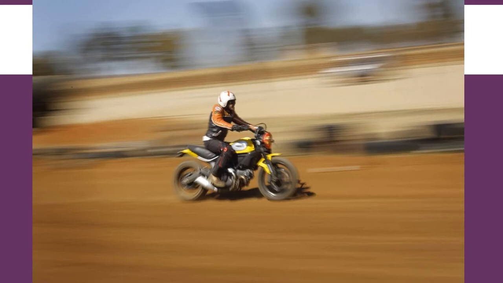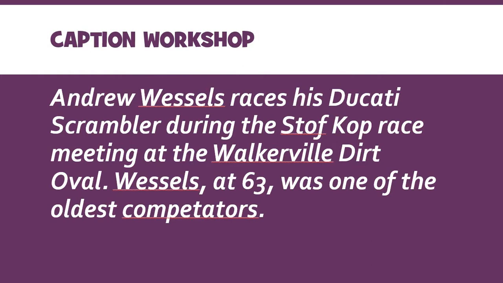And our very last example, a nice photograph, just technically a good example of using slower shutter speed and aperture to get a little bit of a blur, gives a sense of speed, a sense of action. This does kind of break rule of thirds because the photograph has the subject dead in the center, but sometimes that's okay. And our final example here for a caption: Andrew Wessels races his Ducati Scrambler during the Stof Cup race meeting at the Walkerville Dirt Oval. Period.